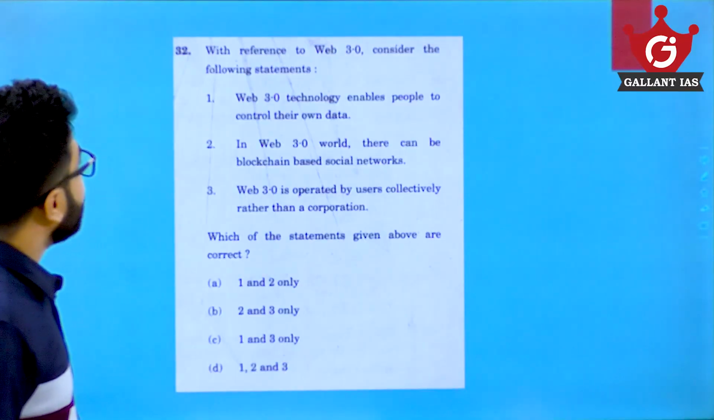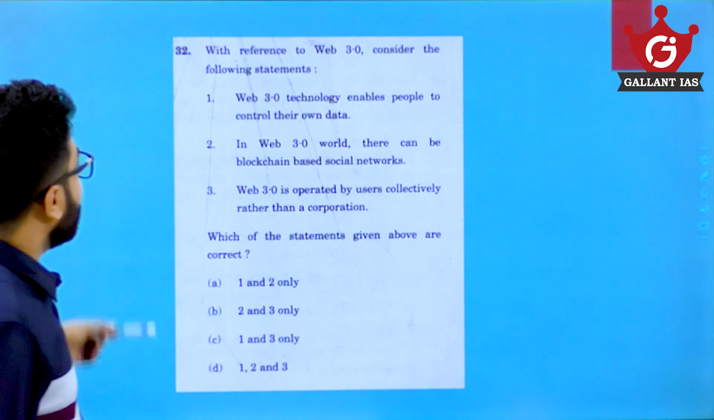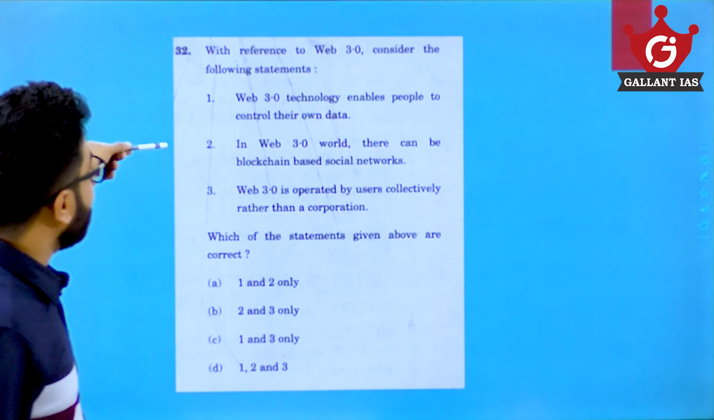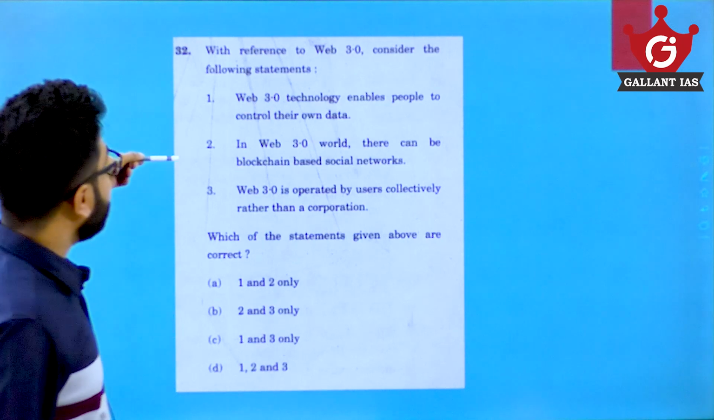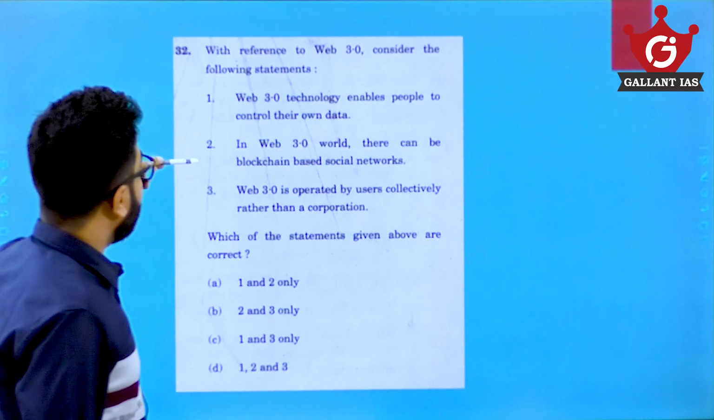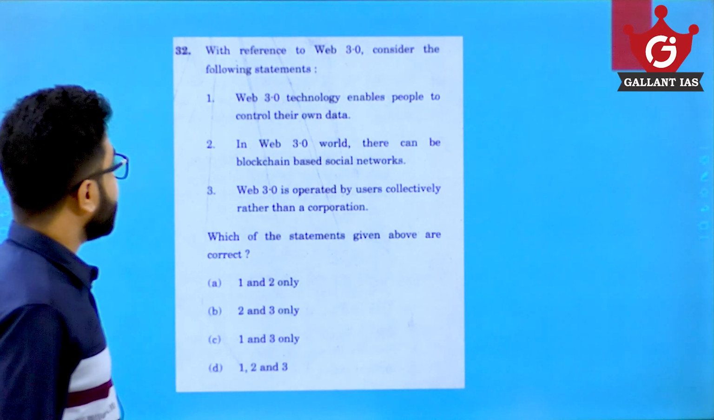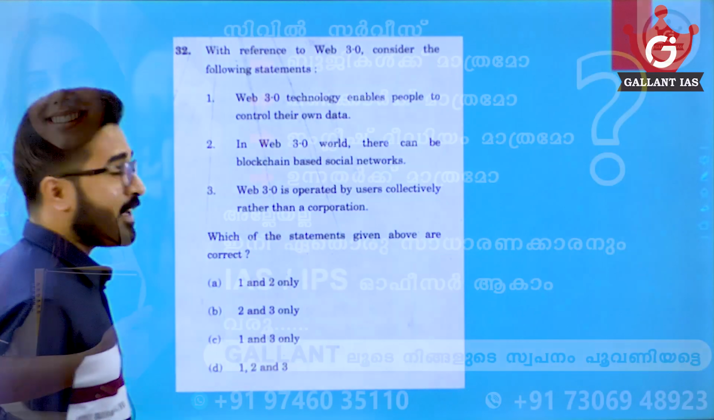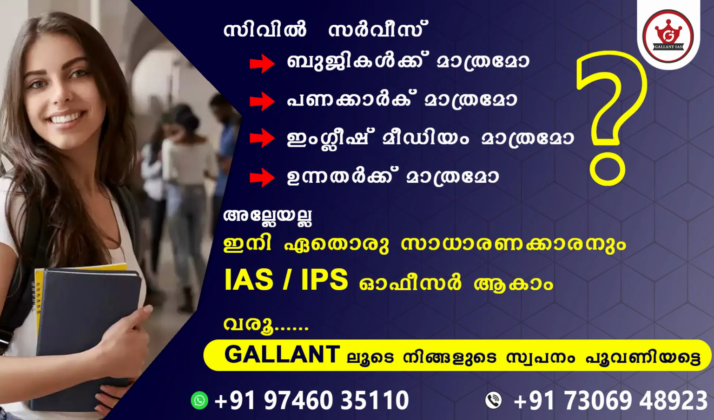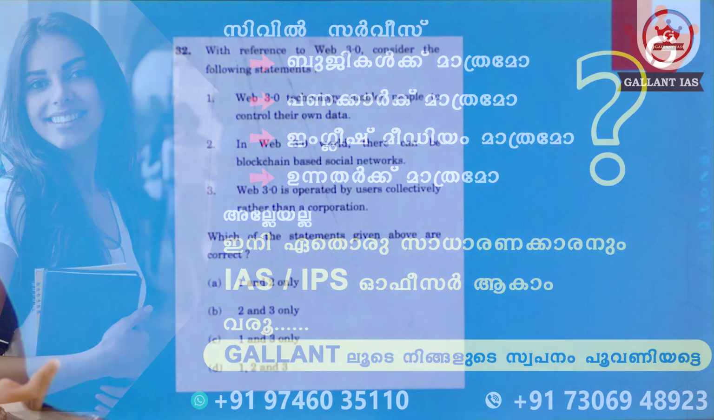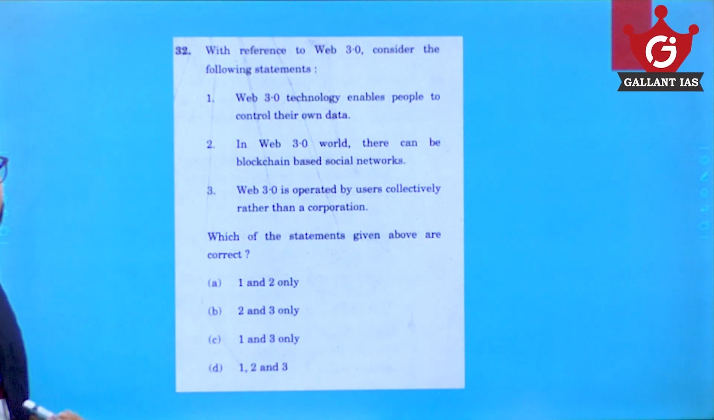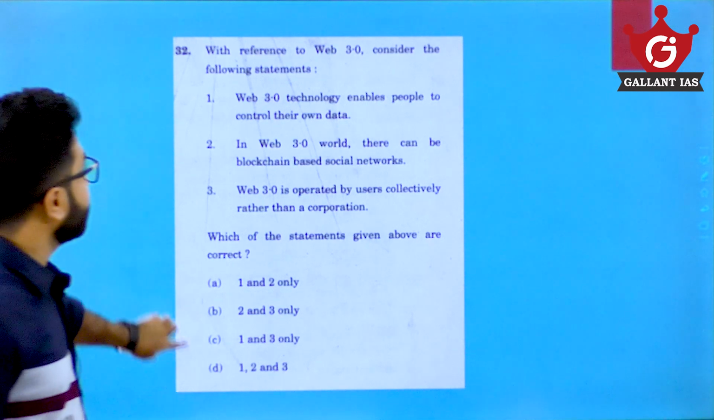First question, with reference to Web 3.0, consider the following statements. Web 3.0 technology enables people to control their own data. In the Web 3.0 world, there can be blockchain-based social networks. Web 3.0 is operated by users collectively rather than a corporation. This is a current affairs question, but see how the range of questions varies in the science and technology area.